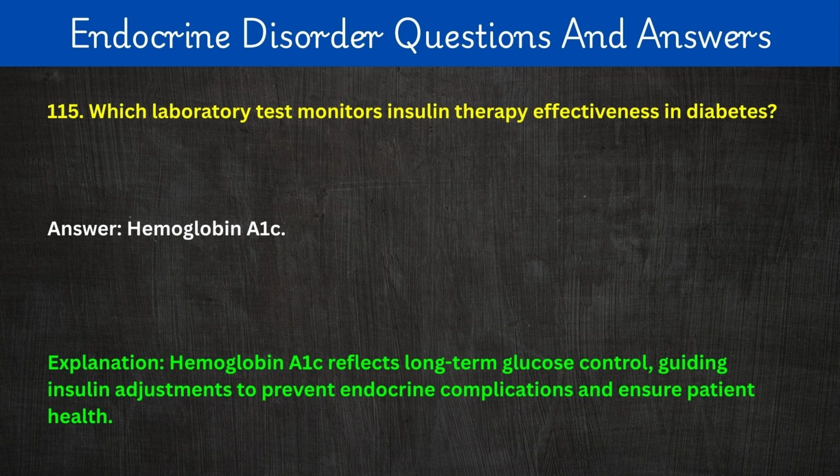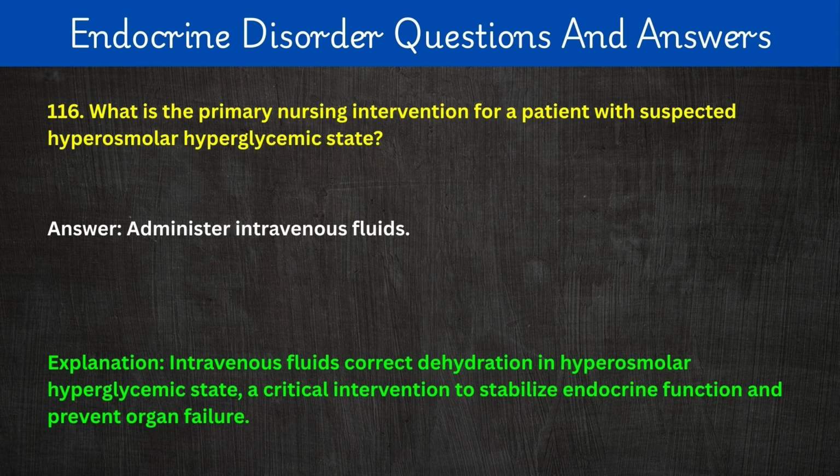115. Which laboratory test monitors insulin therapy effectiveness in diabetes? Answer: hemoglobin A1C. Explanation: hemoglobin A1C reflects long-term glucose control, guiding insulin adjustments to prevent endocrine complications and ensure patient health.